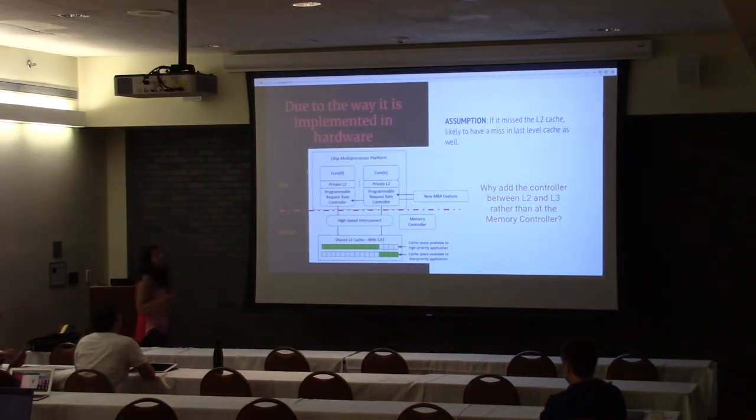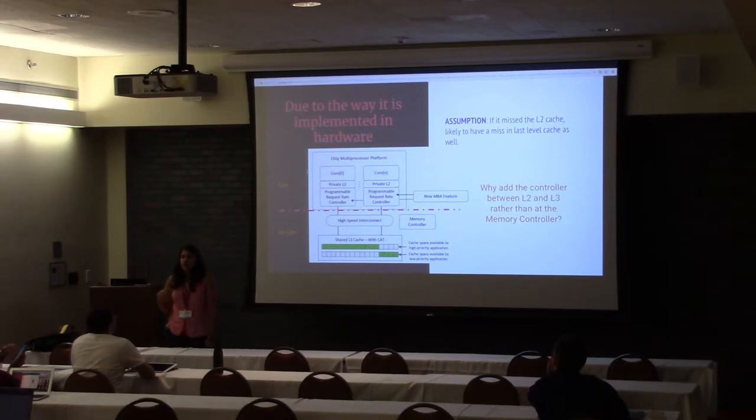So why is it that each core has its own quota? It's because of the way it's been implemented in the hardware. Because it's in the core part, this is where the delay is being added. It's being added between L2 and L3. So the delay is actually being added before it even leaves the L3 to go to the main memory.